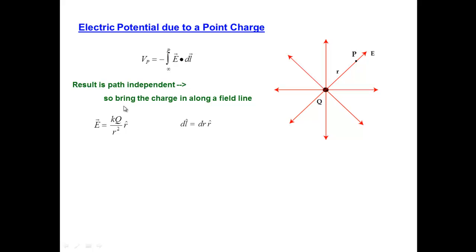And that makes the calculation easy. So from our study of Coulomb's law, we found the electric field of a point charge has this standard form, kq over r squared in the r hat direction. dl, remember I said it's a tiny displacement vector. So if my path is going to be along the radial direction, then dl is a vector that has magnitude dr, because it's along the radial direction, times r hat.